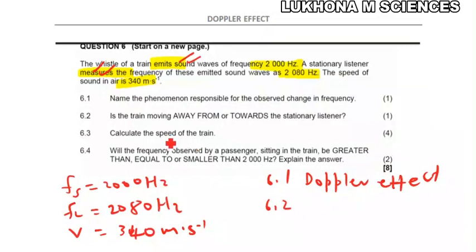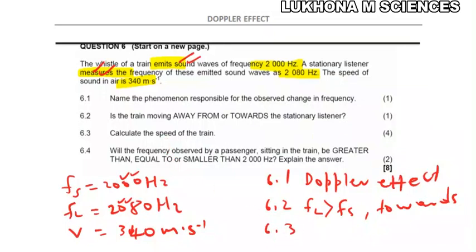Then let's go to 6.2. Is the train moving away or towards the stationary listener? So if we look here, FL is greater than Fs, therefore it is moving towards. This is FL, which is greater than this one, therefore it's moving towards. Then 6.3, calculate the speed of sound in air.